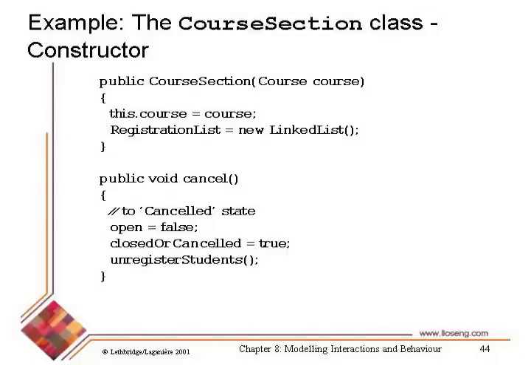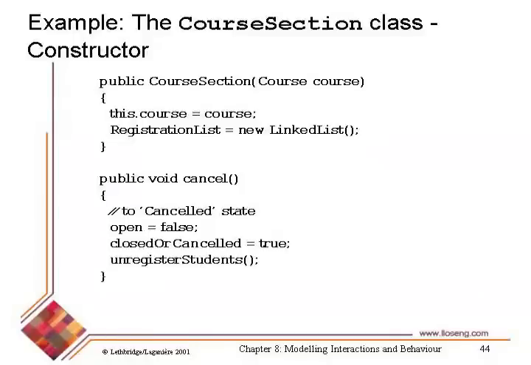Okay, cancel. To go into cancel state, by using the cancel method, I set open to false. So if I was in open, I'm no longer in open. I set closed or cancel to true, so that I don't go into the state where I'm closed but teaching. I actually want to go to cancel, and I have to call unregister students to empty the students out, because I said that one of the definitions of being in cancel state is that the list of students is empty. So I've got to empty them out. Okay, so that will pull me into cancel state.